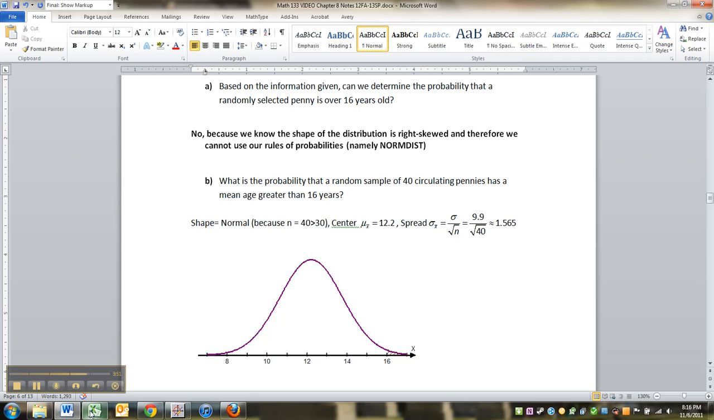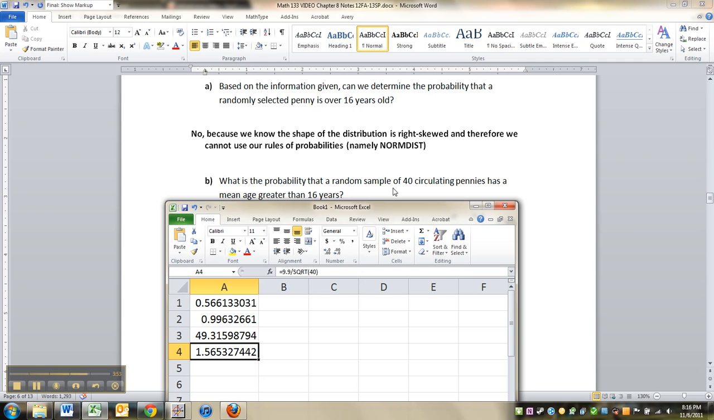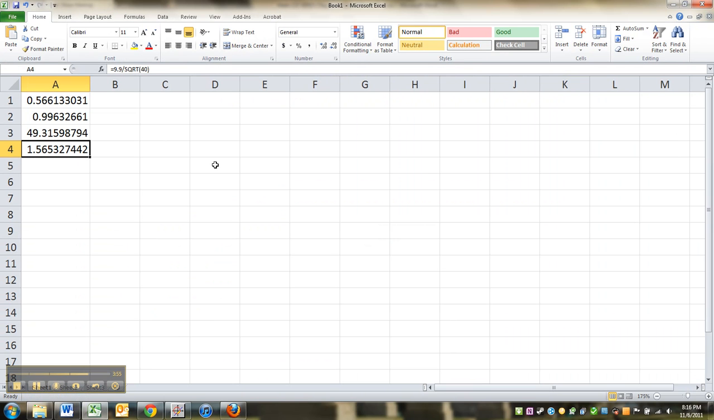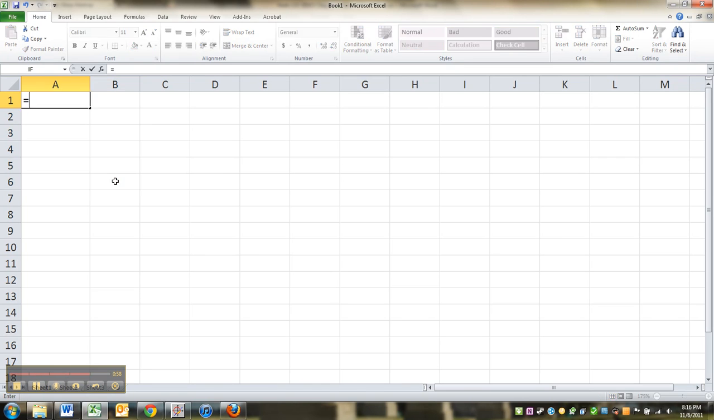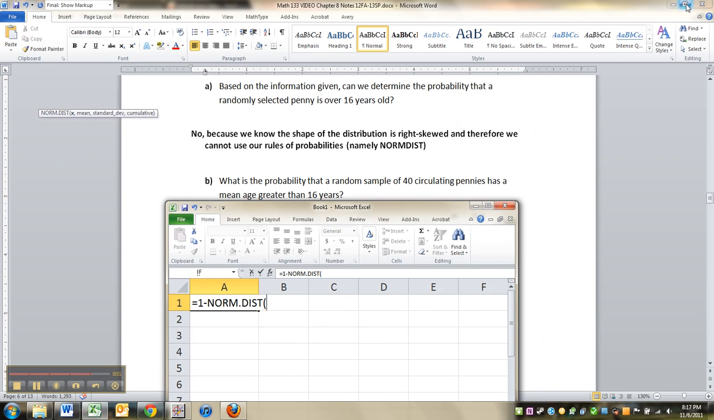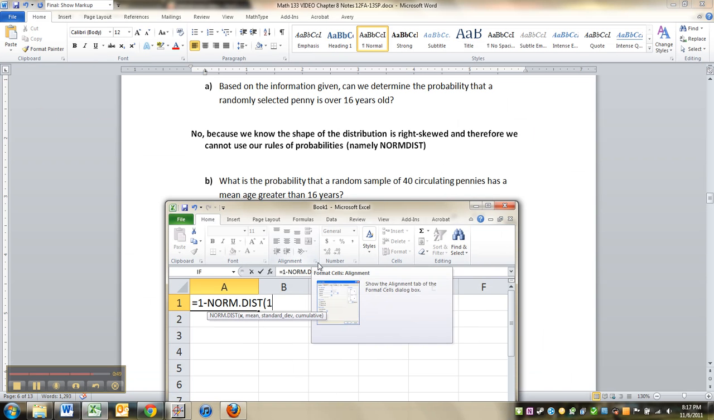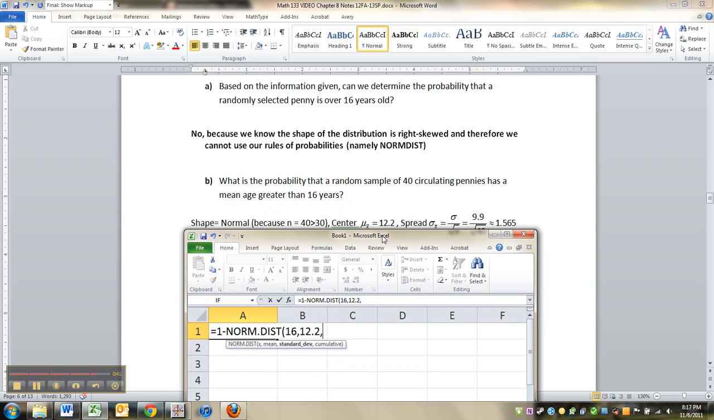All right, now how could I find that? Well, good question. Now remember that Excel doesn't find right tail probabilities. Excel finds left tail probabilities. So you want to do 1 minus norm dist, and then what was it? 16. The mean is 12.2. The standard deviation is the standard deviation of sample means, which is 1.565.